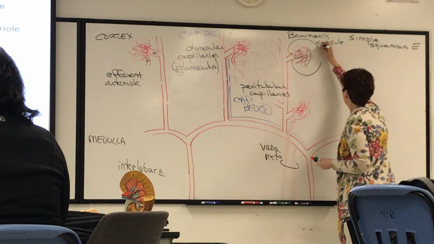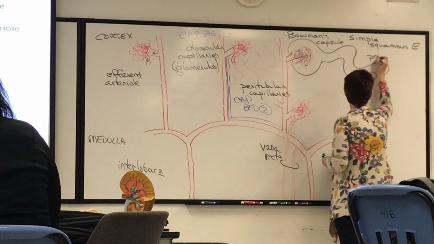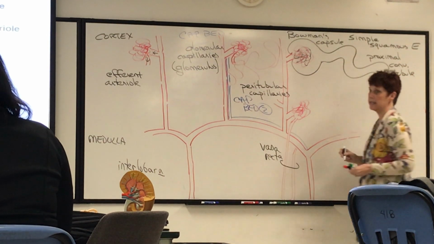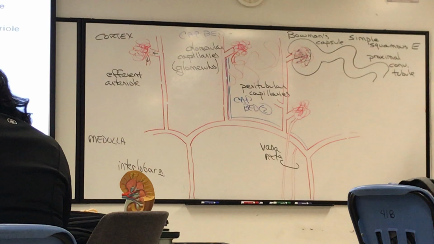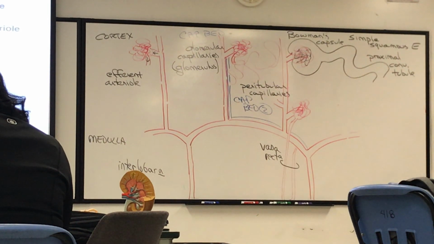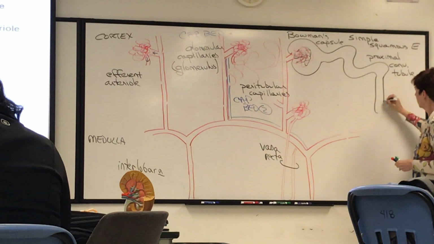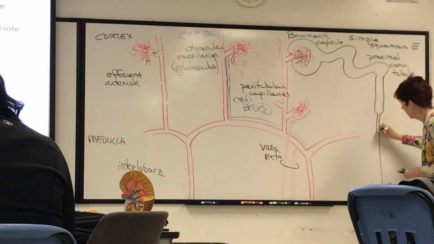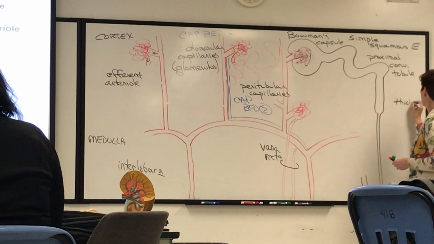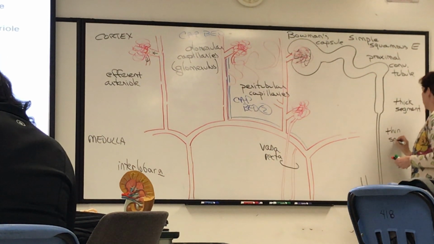Okay? Then we have the proximal convoluted tubule. Proximal because it's the closest to our origin, which is the Bowman's capsule or glomerular capsule. And this is simple cuboidal epithelia. All right? I'll come back and do the histology. I'm going to raise the board over there and do the histology with you a little bit more. Then we start to form the nephron loop. So we have the thick segment, which is still simple cuboidal. And we have the thin segment, which is back to simple squamous.